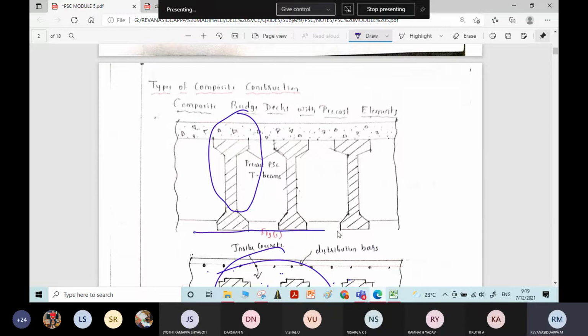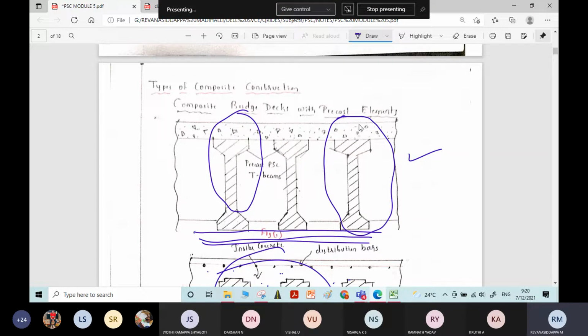There won't be any separate support given to these elements. Are you getting? These elements are designed in such a way that they will withstand all the construction loads as well as the weight of the slab over them. This is called unpropped construction. And here the composite member will not act as a whole, or as a monolithic section.